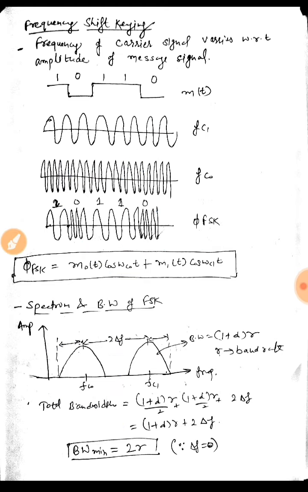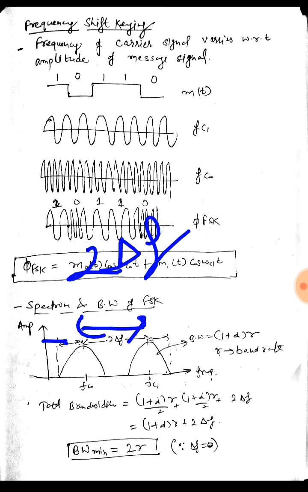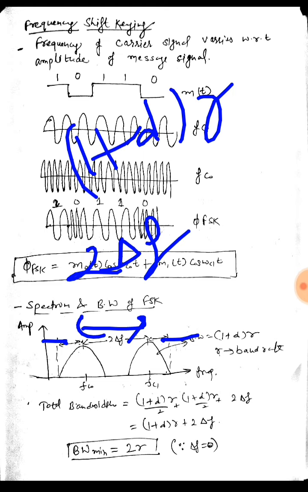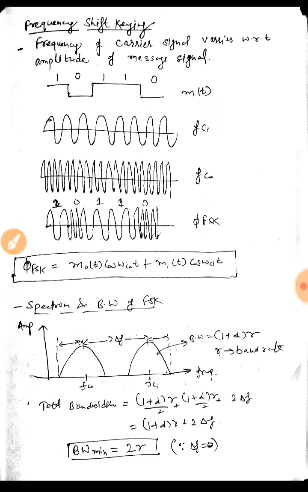So here we can see, if this part is 2 del f, then the remaining part would become 1 plus d into r. So this is what I have calculated over there. The total bandwidth would be (1 plus d)r by 2 plus (1 plus d)r by 2 plus 2 del f. So total bandwidth would be (1 plus d)r plus 2 del f.